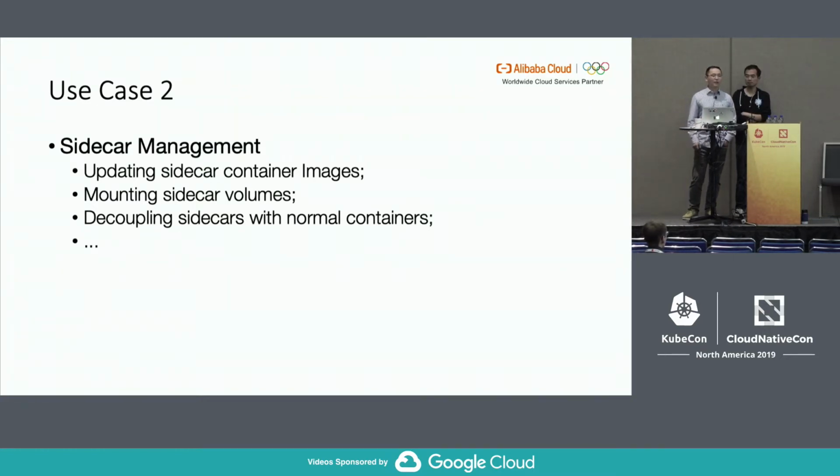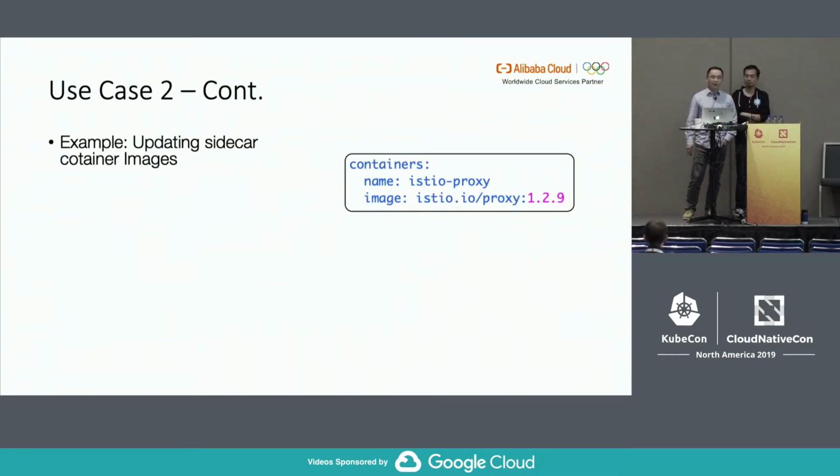Also, this is the second use case, Sidecar management. Actually, currently, the normal containers and Sidecar containers are coupled closely, so they are sharing the same lifecycle of the pod. So it is not convenient to manage Sidecar containers separately, such as upgrading Sidecar container images. So have you ever used service mesh, Istio, or Linkerd? Oh yeah, quite a few.